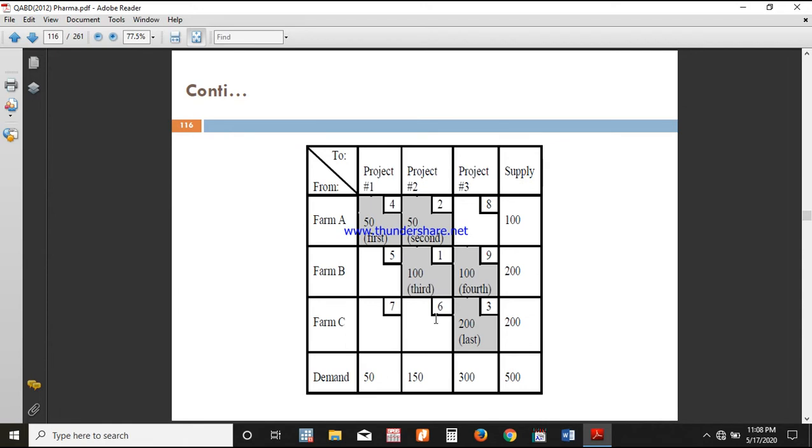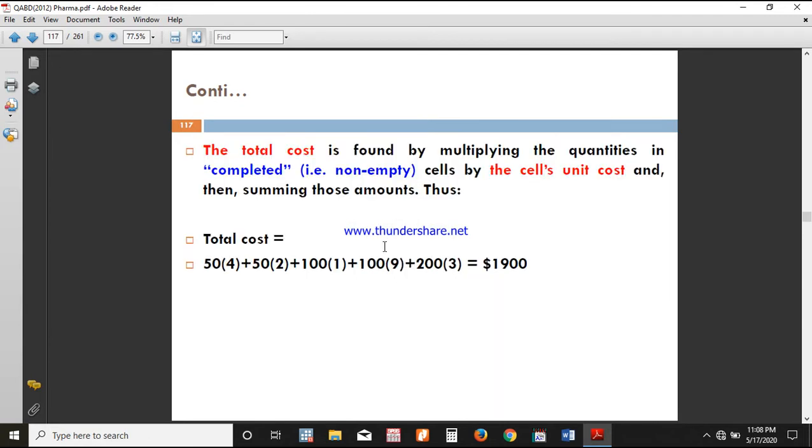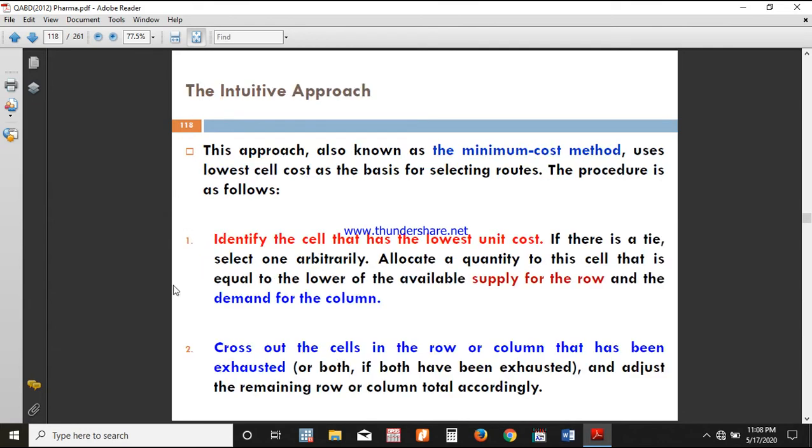model. Therefore, to find the total cost, you can multiply the cost with its unit supplied, the cost with unit supplied, and you can sum. Therefore, the total cost will become $1,900.